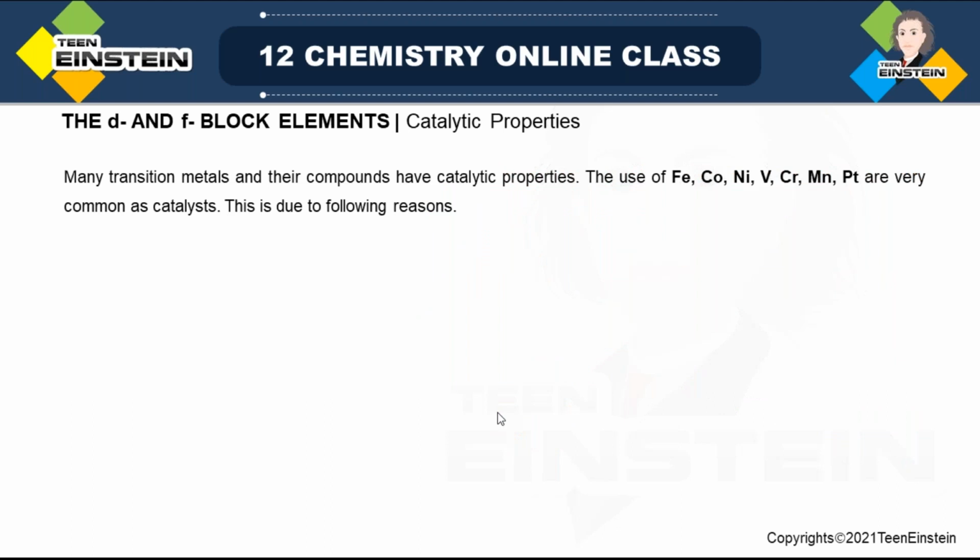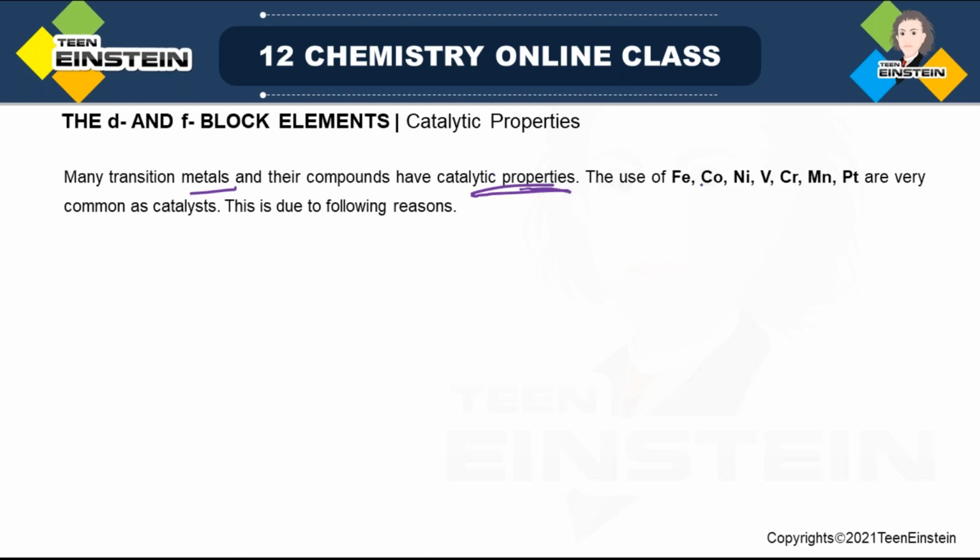Now see catalytic property, and here you will be able to understand why variable oxidation state is actually the reason for catalytic properties. Many transition metals and their compounds have catalytic properties. A catalyst is a species which takes part in the reaction, but after the reaction is complete, you can get it back intact and use it again for the next cycle. It is used in a very minute amount, but it helps in the reaction. Reaction rate will be high. That is the property of a catalyst.